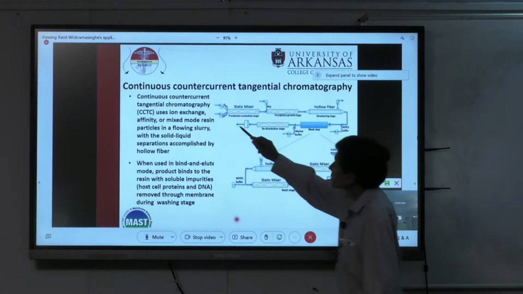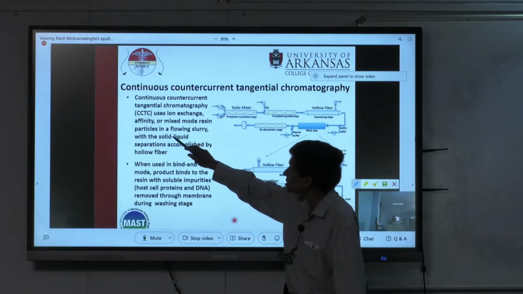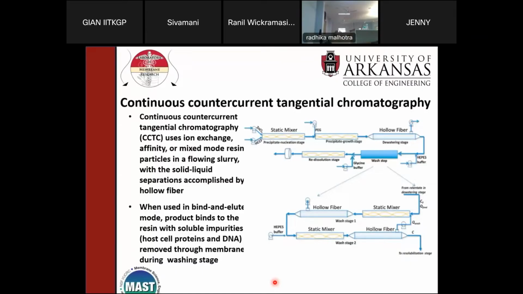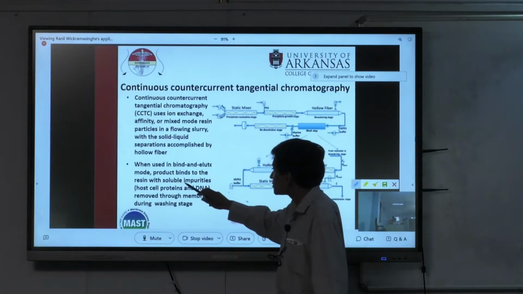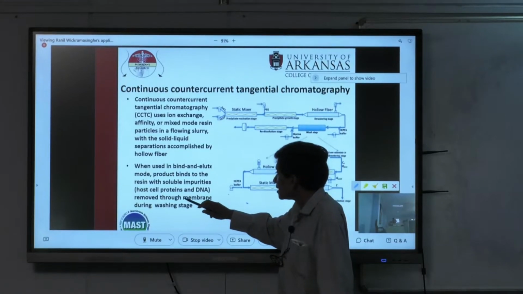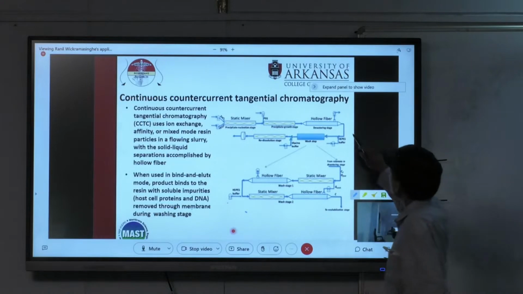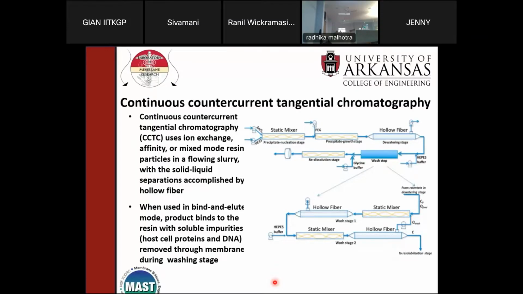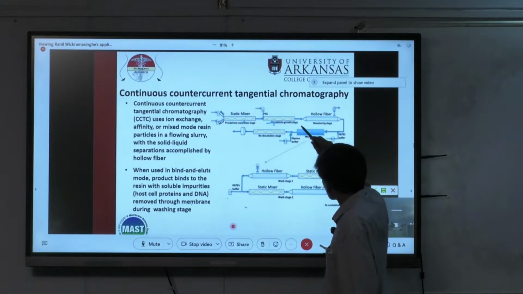If you look at this, continuous countercurrent tangential chromatography uses ion exchange, affinity, or mixed mode resin particles. The particles flow in a slurry with the solid-liquid separation accomplished using a hollow fiber. When used in bind and elute mode, the product binds to the resin, while soluble impurities and host cell DNA are removed through the membrane during washing. So let's see what happens here. In this particular example, you can see that you have a static mixer here, okay? You have your solution coming here.